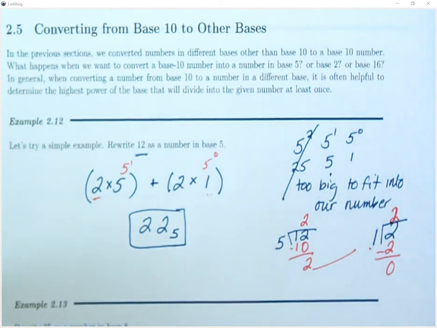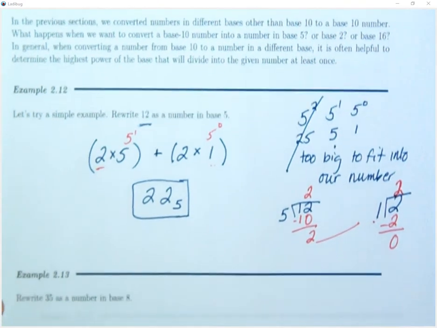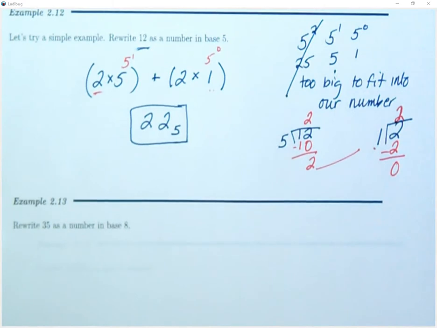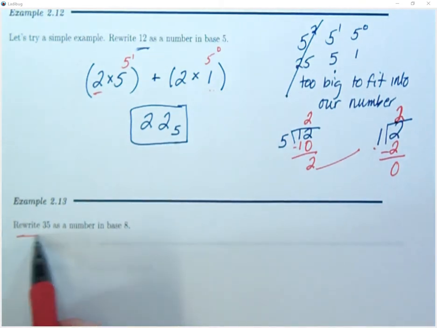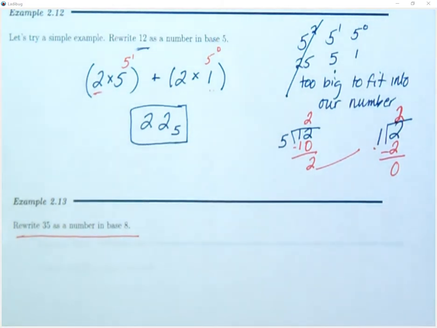So using that idea and process just kind of intuitively, and then I'll show you a little more methodical. Your book also has a way to do it with the decimals and using just a calculator, but I'll show you how to do just the long division on a calculator too, using calculator as a tool. But you're going to rewrite 35 as a number in base 8. So go ahead and start thinking about that.